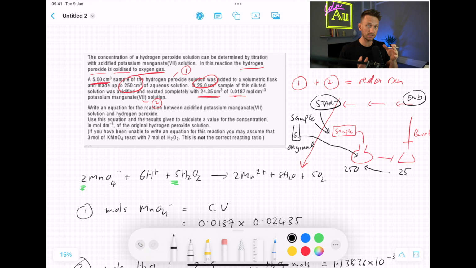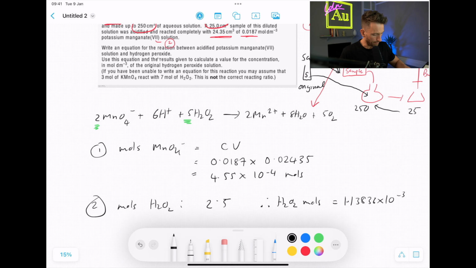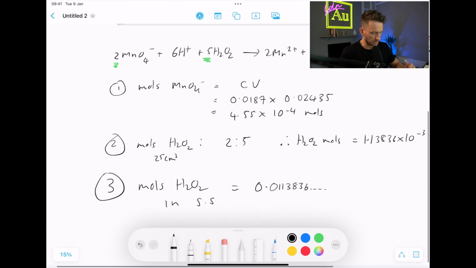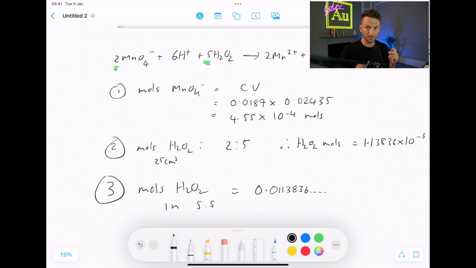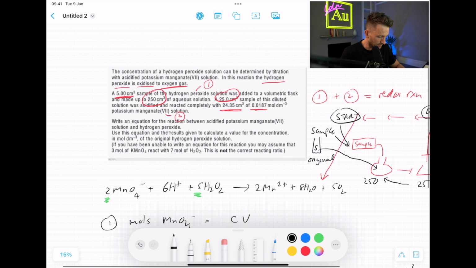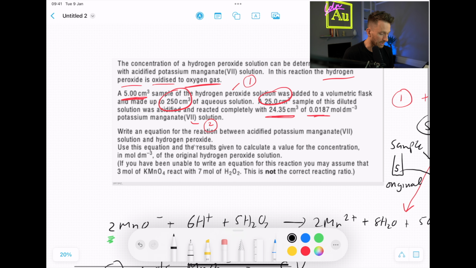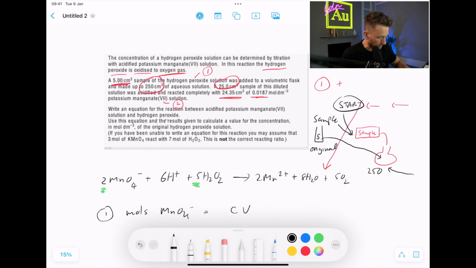Once you know the moles in that standard solution, that is the same as what it was in the original 5 centimeter cube sample. That answer there that I've just worked out, 0.011336, that is the moles in the standard solution, which is also the moles in the original sample. However, the concentration is going to be different because you can see there that the volume is much, much smaller. It's 5 centimeter cubed. Let's go ahead and work that out.